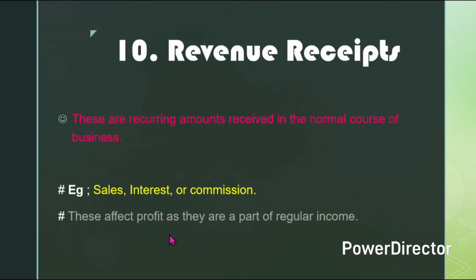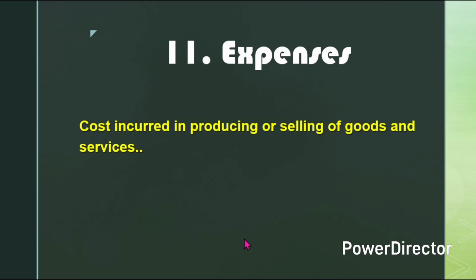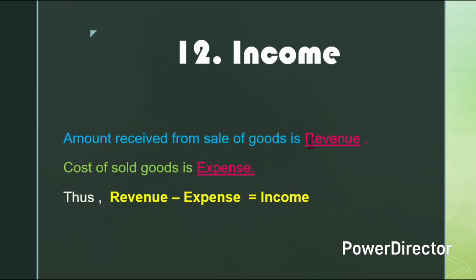Next is revenue receipt. These are just opposite to the capital receipt. These are recurring amounts received during the normal operations of the business, or in the normal course of the business. For example, sales, interest or commission earned. Since they are a part of regular income, they do affect the profit directly. Next is expenses. Expenses are the costs that a business incurs in producing or selling goods and services. This could include raw material cost, electricity bills, salaries or advertising. In short, expense is the money spent to earn money.